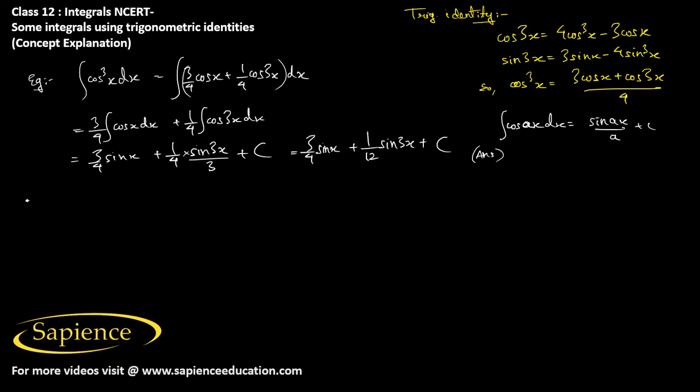Similarly, we can solve one more example based on the trigonometric identities. Suppose it is asked to find the integral of sine 5x into cos 2x dx.